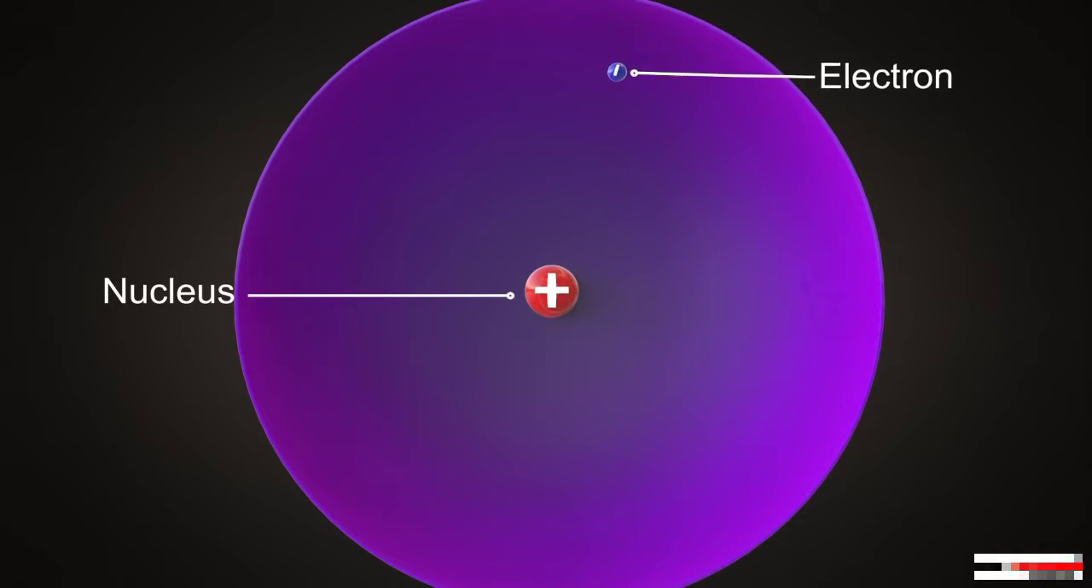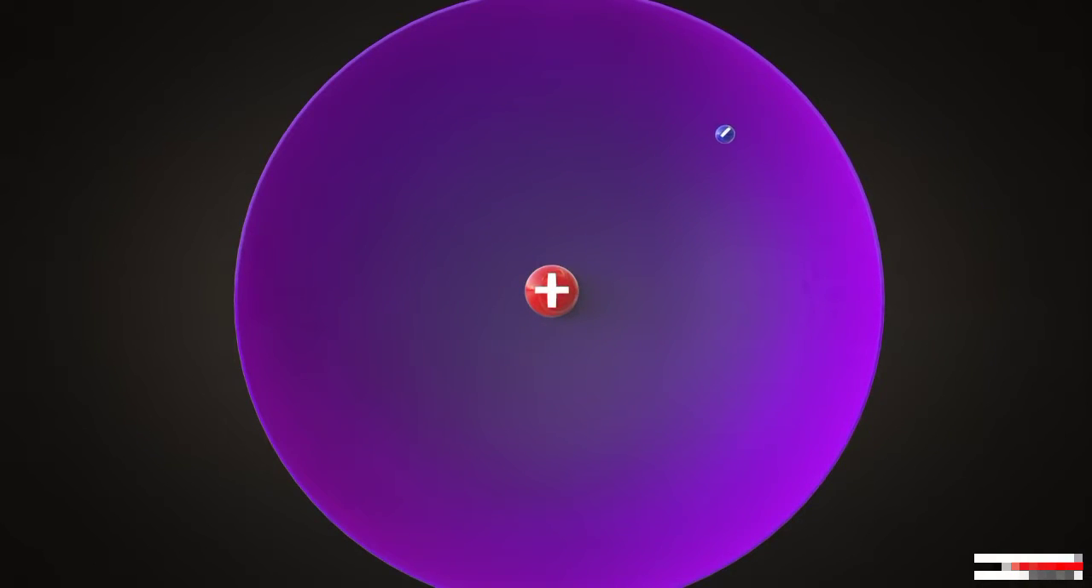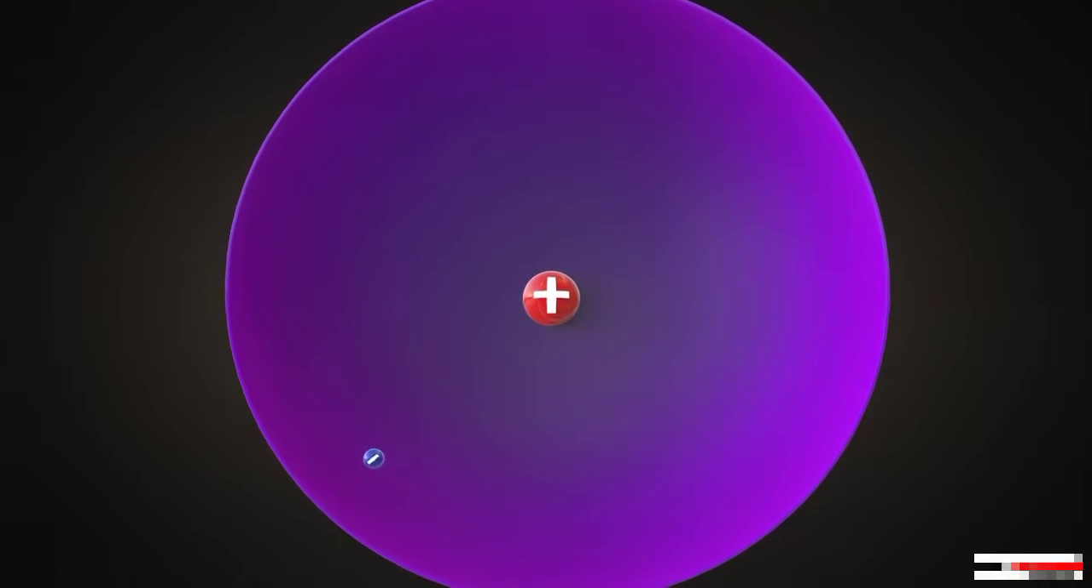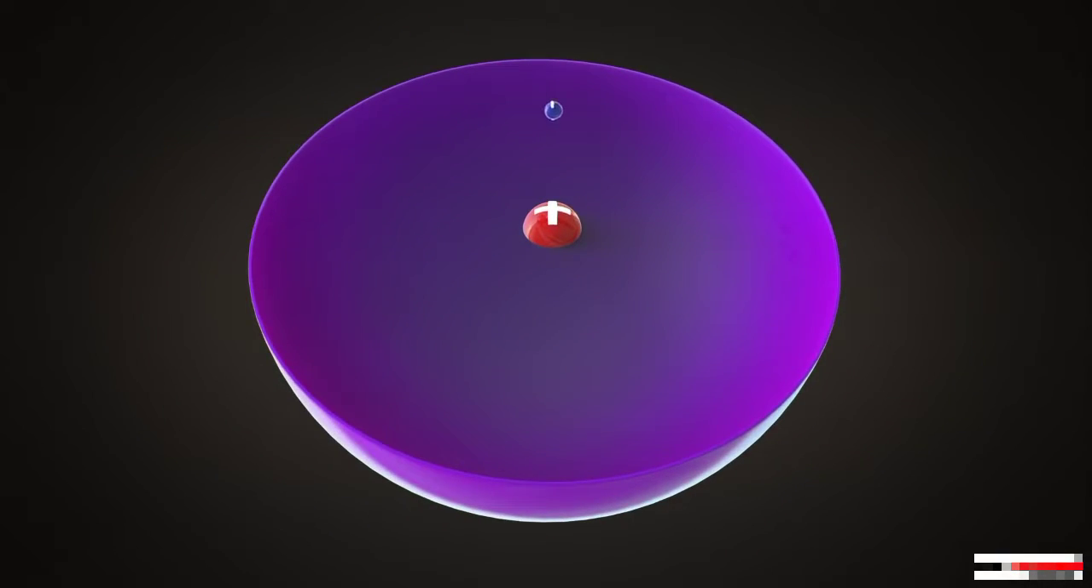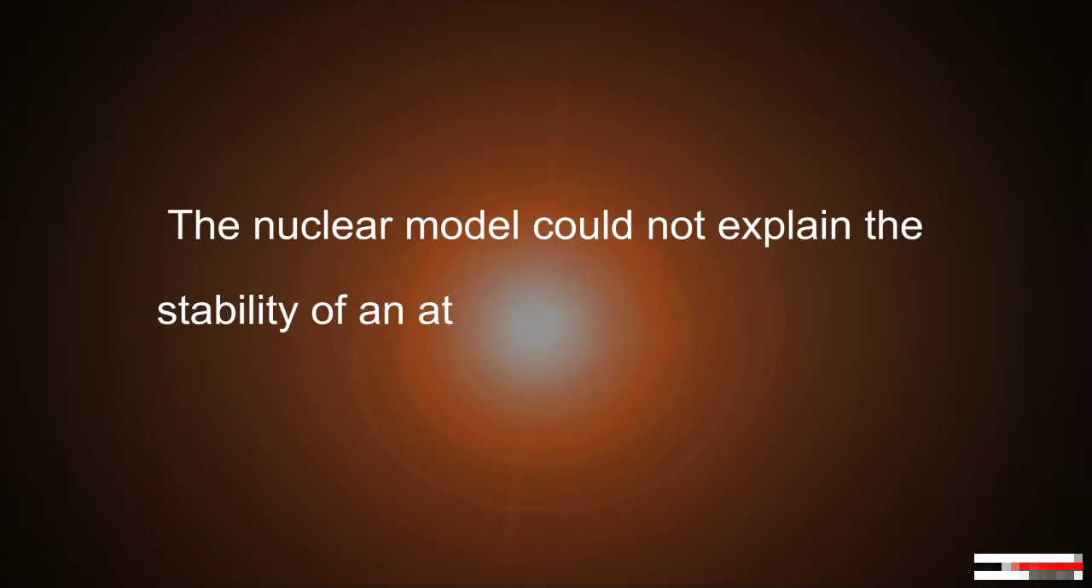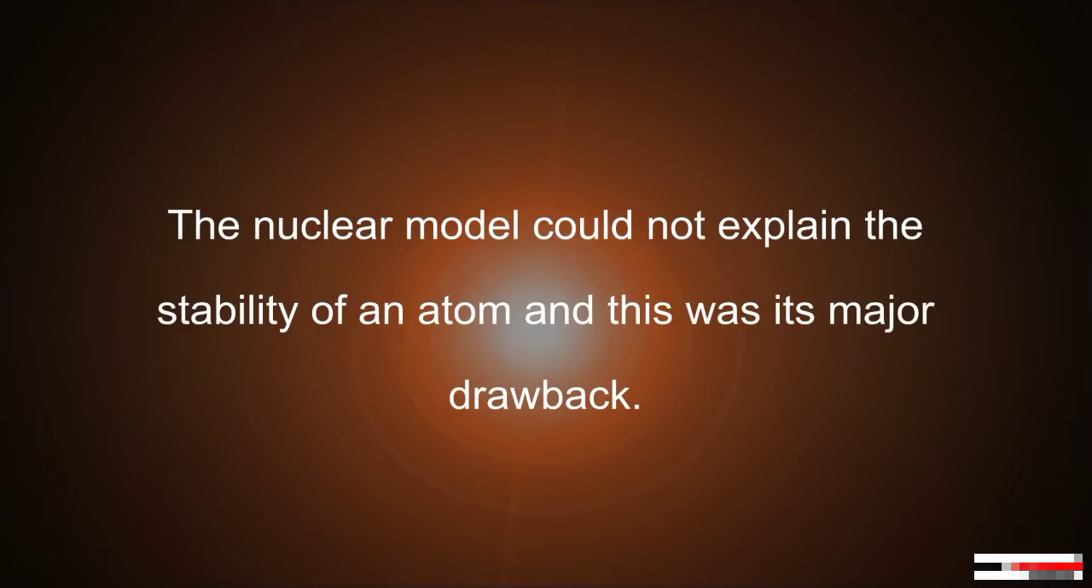But this model did not get much acceptance, as it said that electrons keep revolving around the nucleus. However, later it was found that any charged body moving in a circular motion undergoes acceleration. On undergoing acceleration, it should lose some energy, so the energy of the electrons should keep decreasing. As a result, the path in which the electron is moving should keep becoming smaller, and thus finally it should fall into the nucleus, and hence the atom should collapse. So the nuclear model could not explain the stability of the atom, and this was its major drawback.